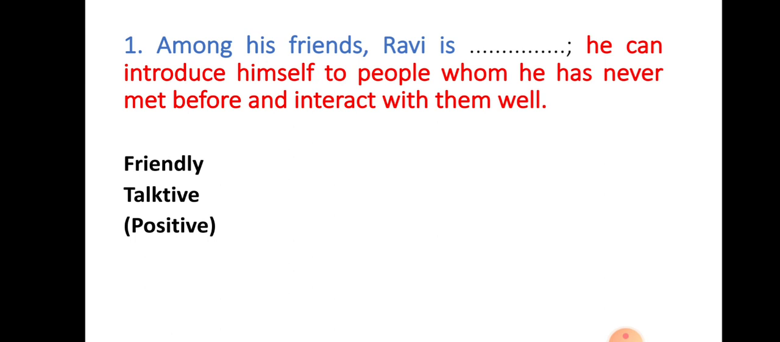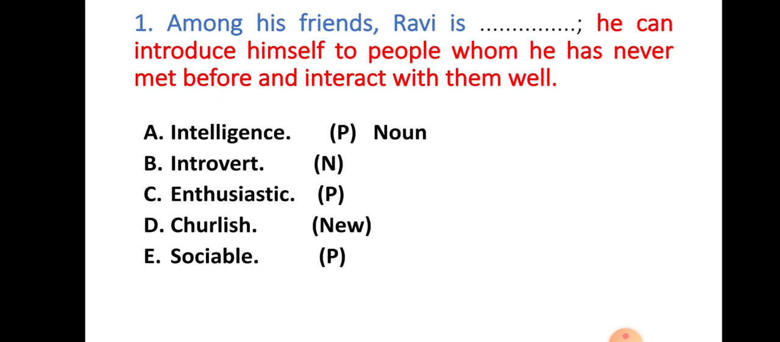And the third thing that you should keep in mind is, once you understand the clue word or phrase, you should also understand whether the option that you are searching for has a positive meaning or a negative meaning. Is it a positive connotation or a negative connotation? Positive context or negative context? So here, he can interact with others means he is friendly, he is talkative, it's a positive word. Okay, fine. Now look at the options here.